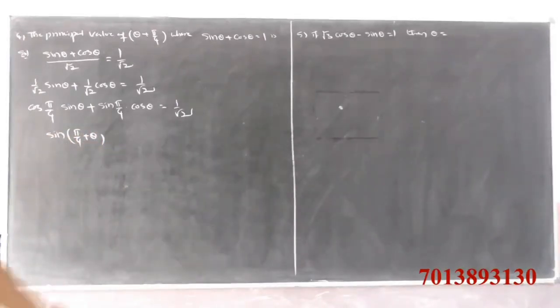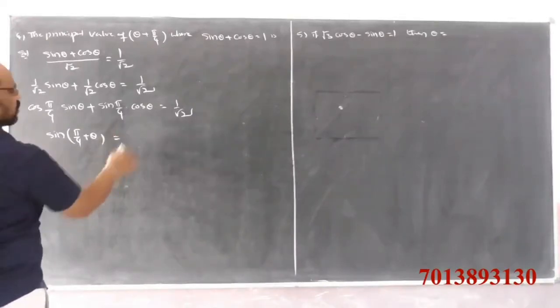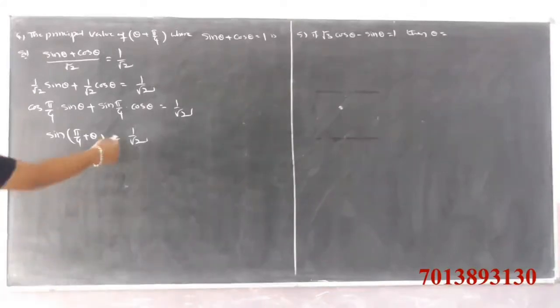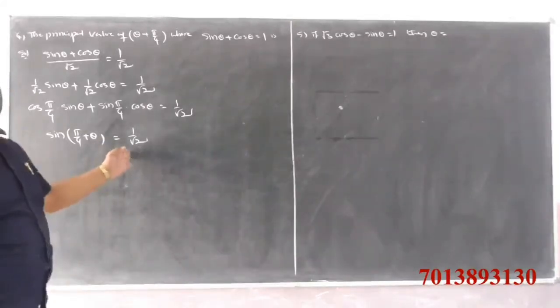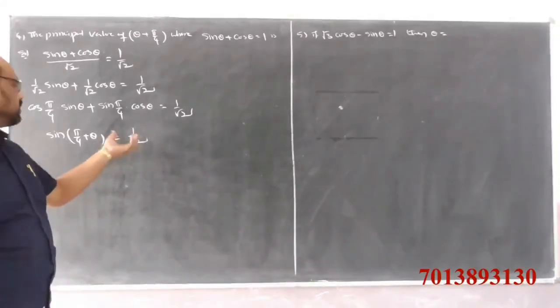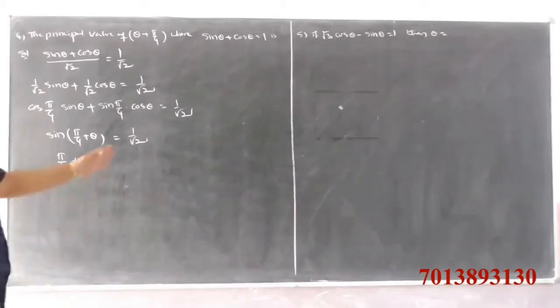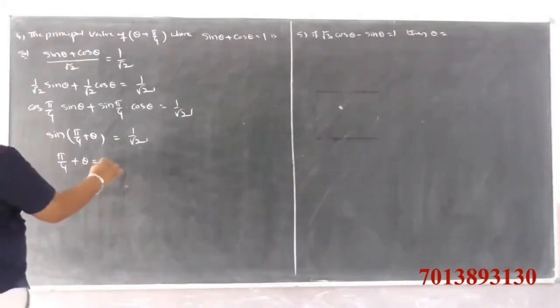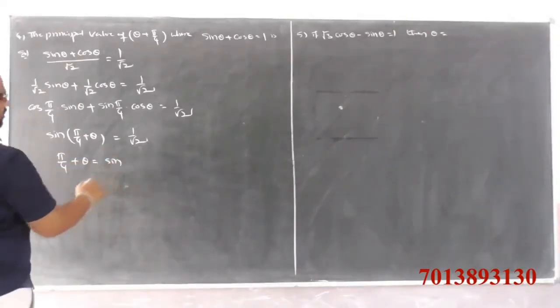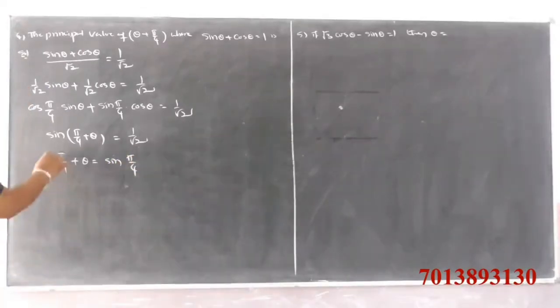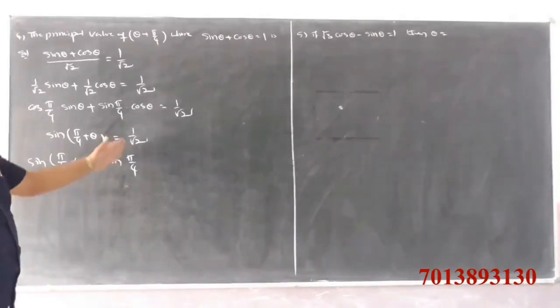Sin of pi by 4 plus theta is equal to 1 by square root of 2. The value 1 by square root of 2 in terms of sin is clearly sin pi by 4. So sin of pi by 4 plus theta is equal to sin pi by 4.